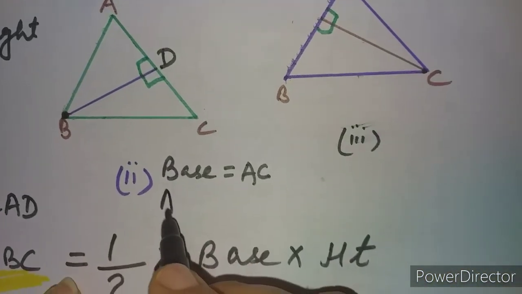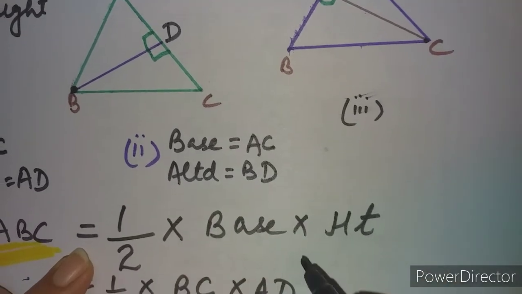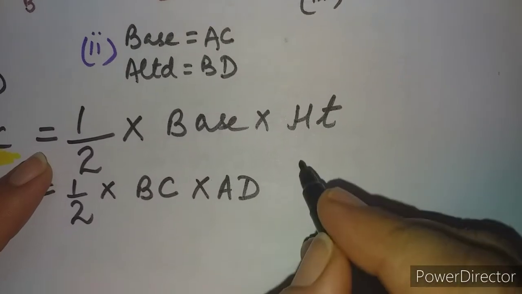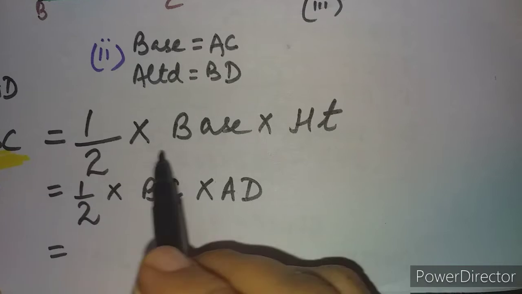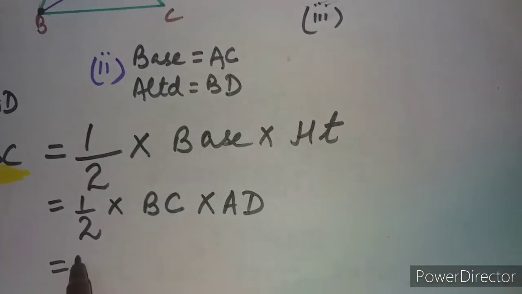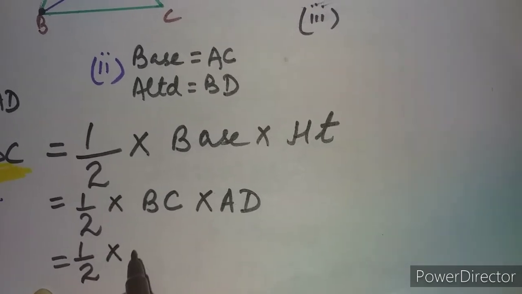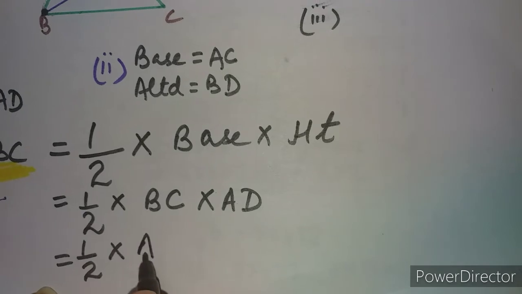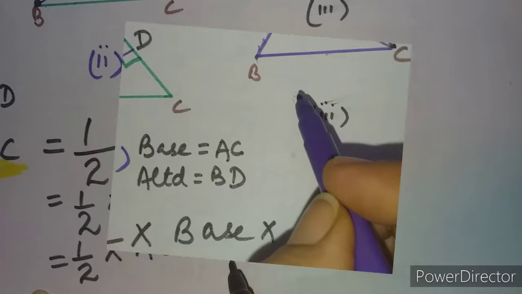So what will be the altitude here? Altitude here will be BD. In that case, what will be the formula? That formula will be, still the formula will remain. We are talking about the same triangle only, and the formula of the area will remain the same, but only thing is that base and height has changed. So in this case base will be AC and the height now will become as BD.